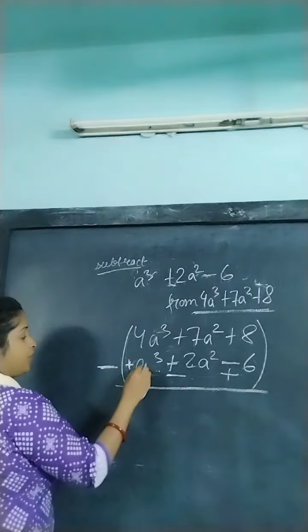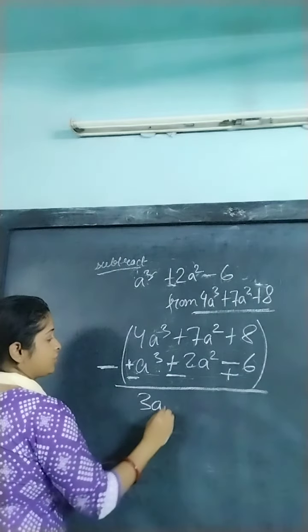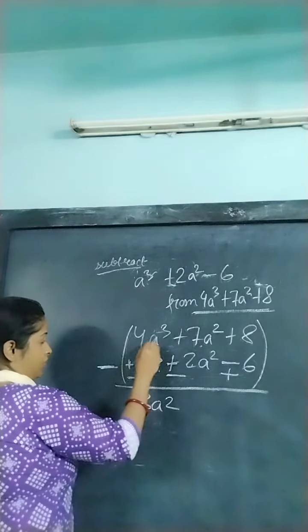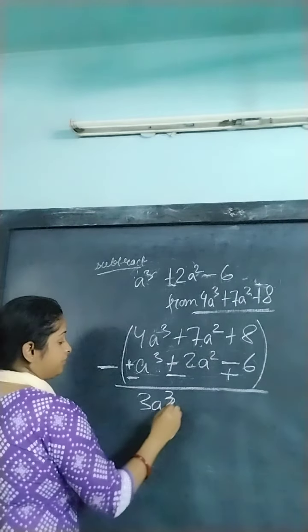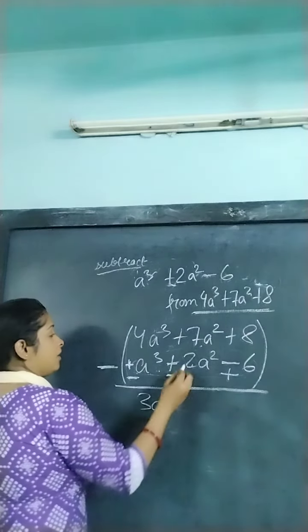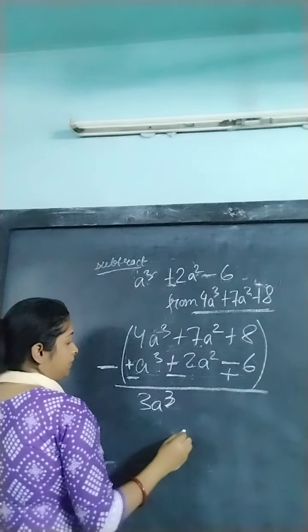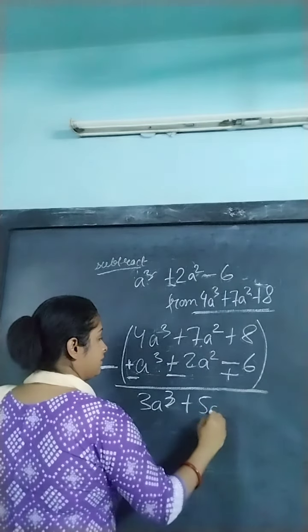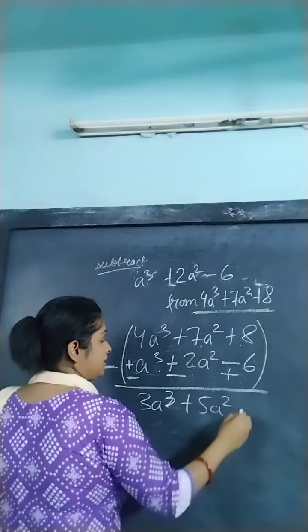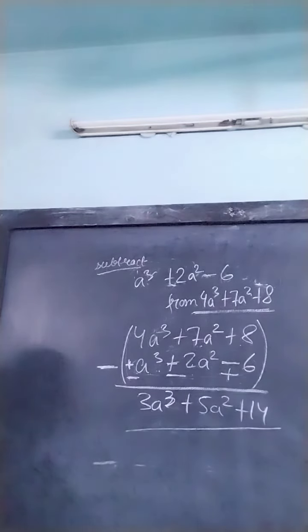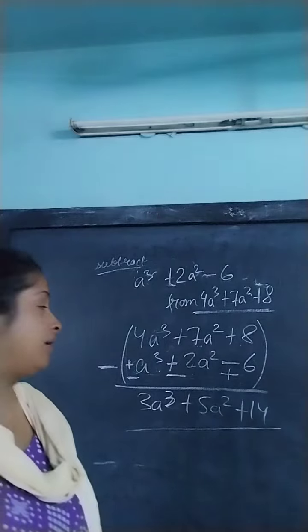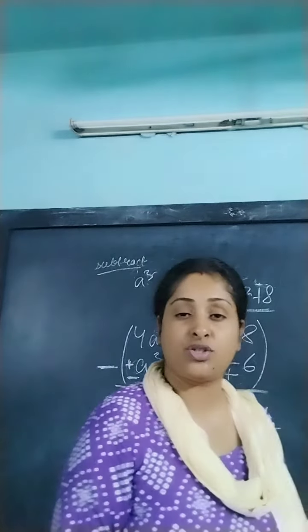So 4a cube minus a cube will become 3a cube. 7a square minus 2a square will become 5a square. And 8 plus 6 will become 14. So this will be the answer. In this way, you are going to solve the subtraction given to you.